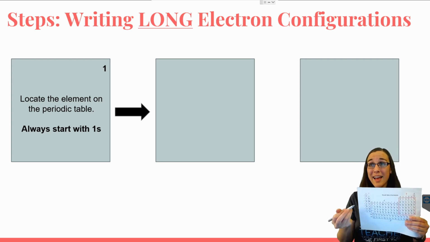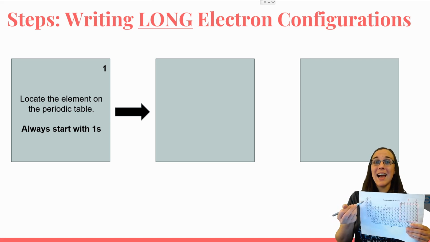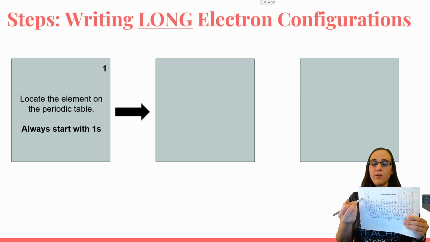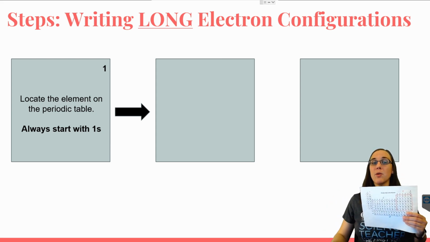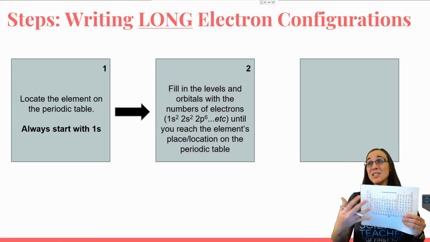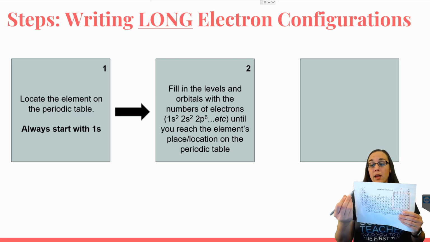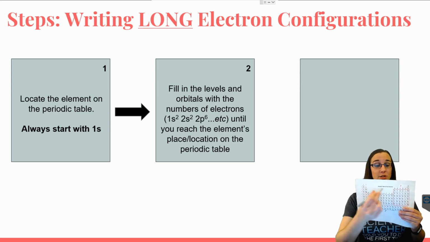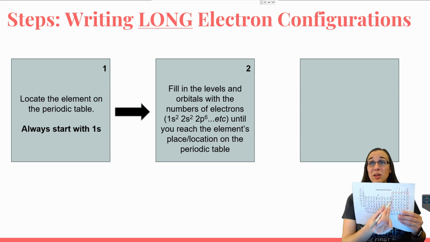So always start with 1s. 1s is hydrogen up here. 1s1 more specifically would represent hydrogen because hydrogen has 1 electron. But for any of these electron configurations, if we're writing the long way, we will always start with 1s. You're going to then fill in the levels of the orbitals as you go until you get to the atom's position. So if you're looking for gallium, you read from left to right all the way through until you get to gallium. So once you get to gallium, then you stop. That's going to be your electron configuration.